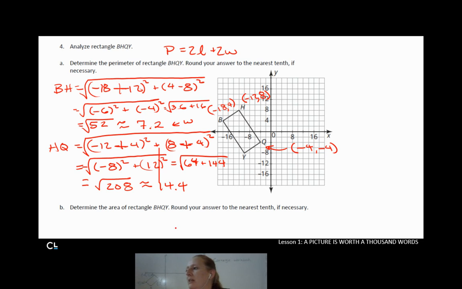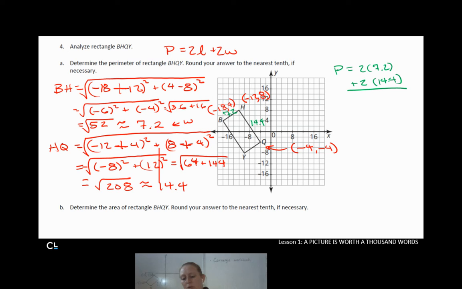Sorry for the weird pen. All right, so hang on, I'm gonna grab another color just to help distinguish here. So we found that my width was 7.2, my length is 14.4. Fine, if I wanna find the perimeter, I'm gonna double my length, double my width, either way, and I'm gonna add those together.